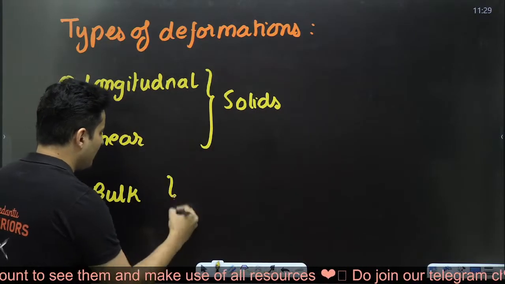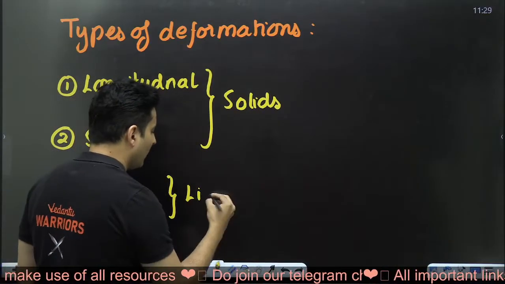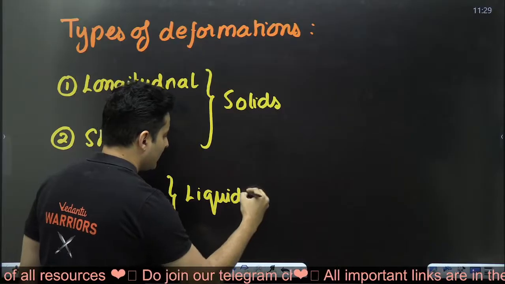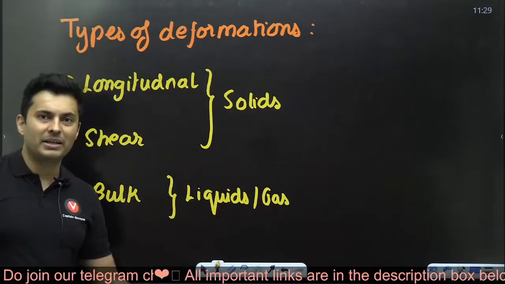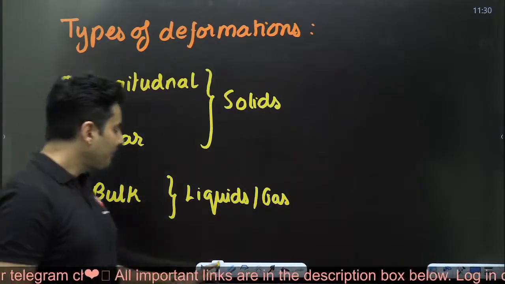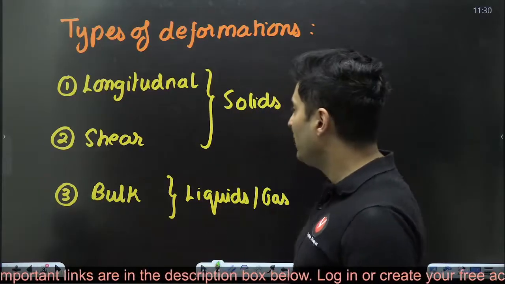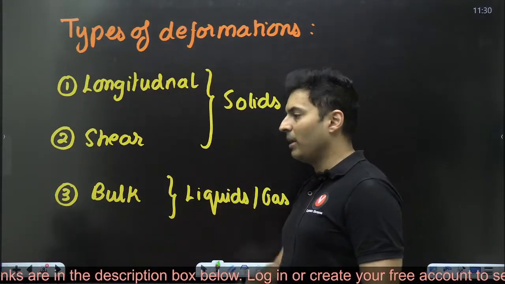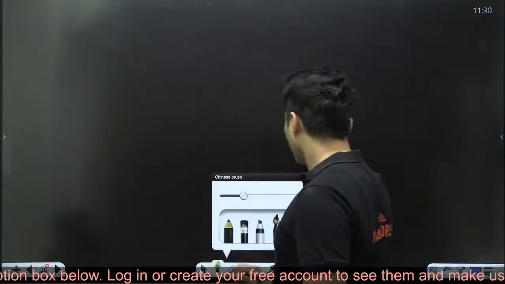This bulk deformation is mainly used for liquids or gases. This is what you use this particular deformation for. What do I mean by longitudinal deformation, shear deformation and bulk deformation? Let me show it to you on the next slide coming up on your screen.